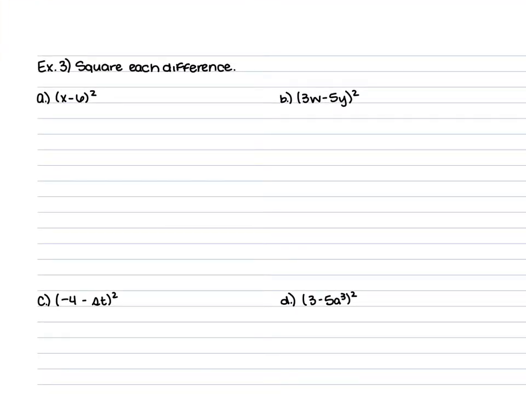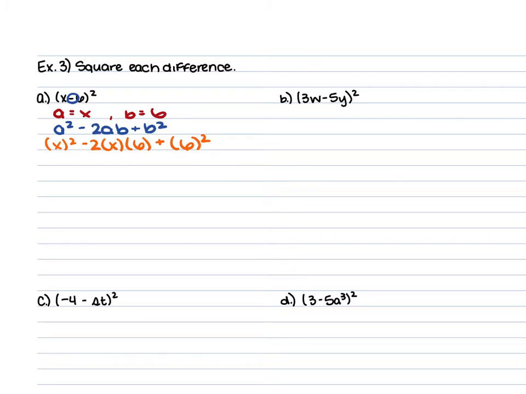So if we look at example 3, we're squaring each difference. For a, we have x minus 6 squared. So in this case, our a is x. Our b is just the 6. The sign that's there tells us which formula to use. So because there's a negative there, we're going to use a squared minus 2ab plus b squared. So we're going to plug these values in. We're going to have x squared minus 2 times x times 6 plus 6 squared.